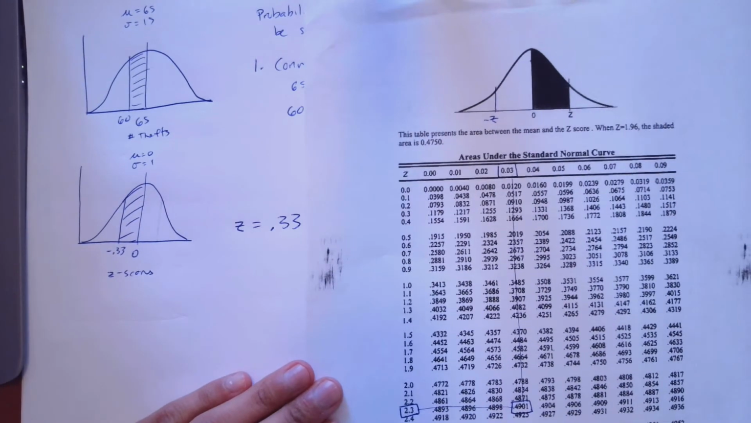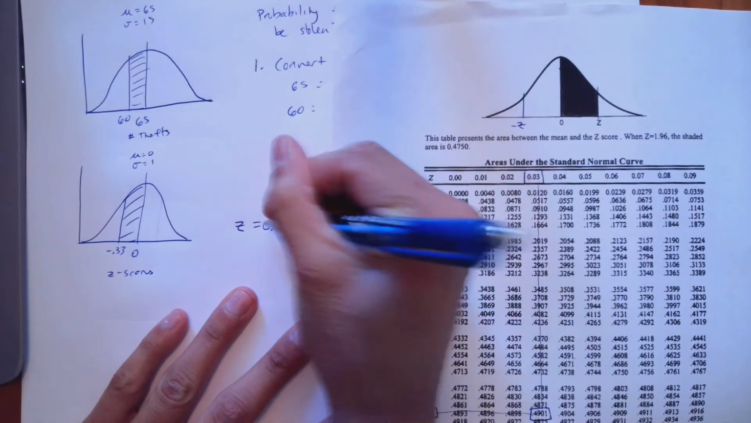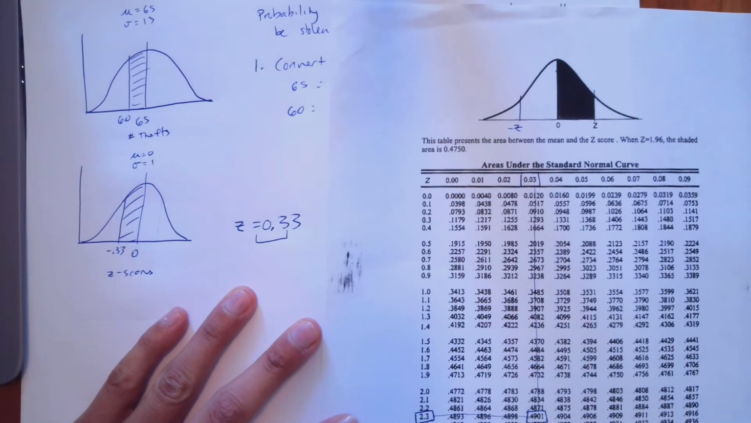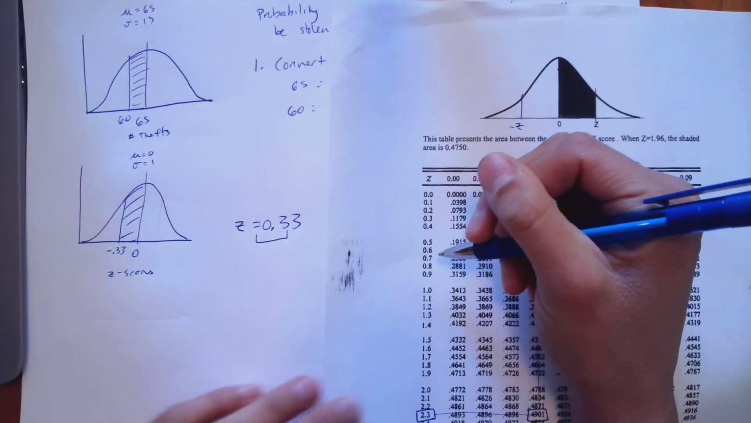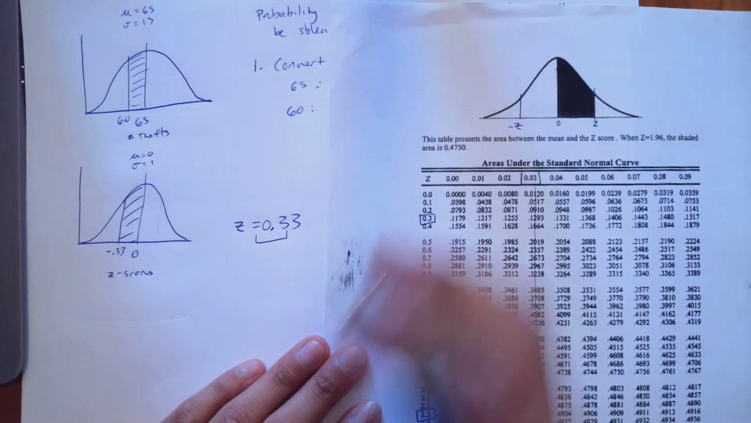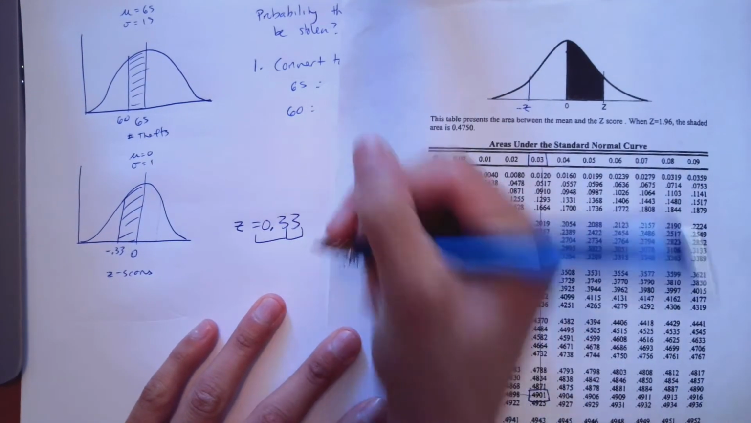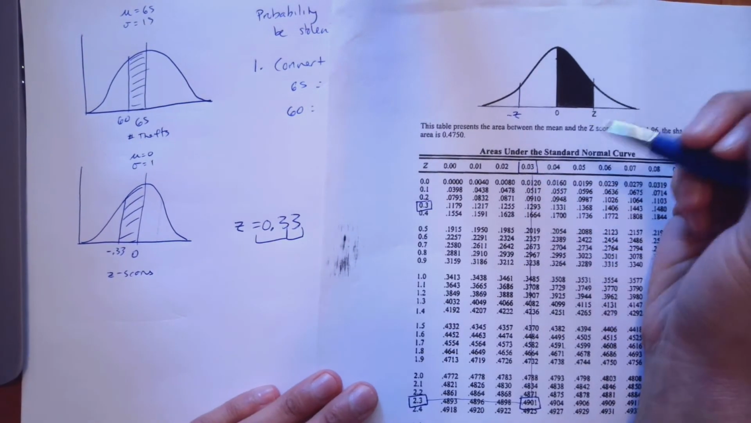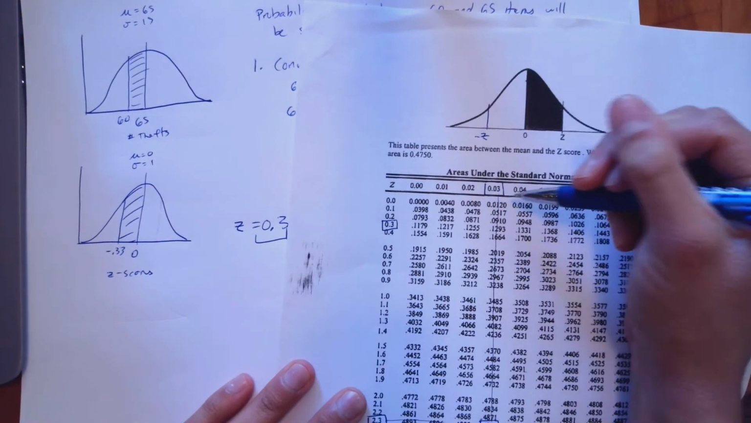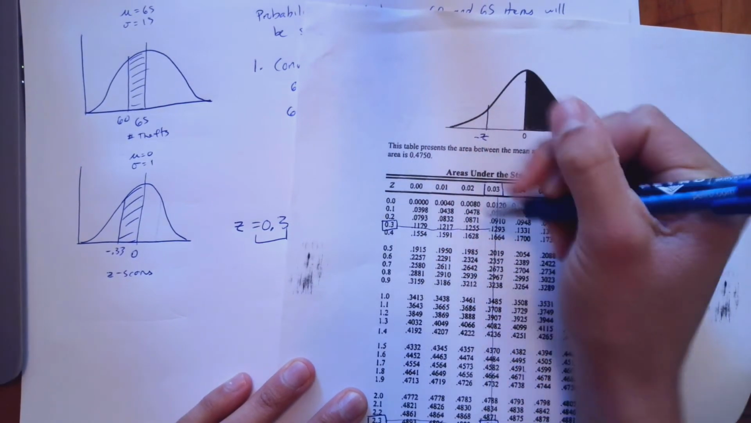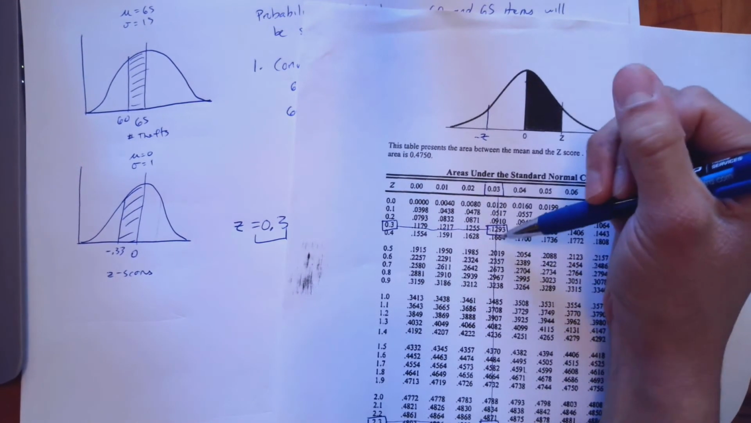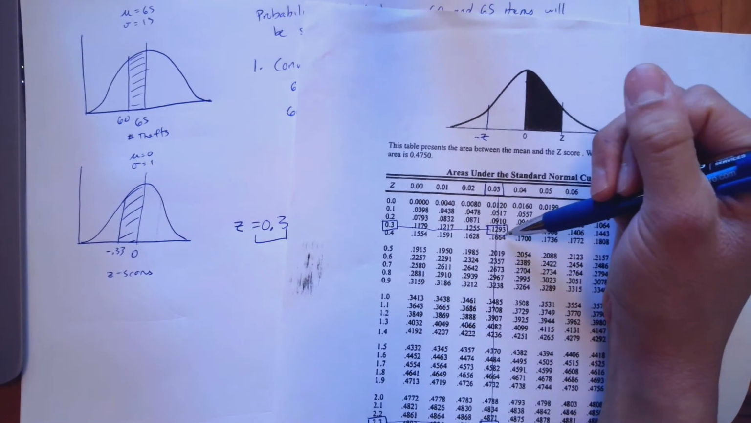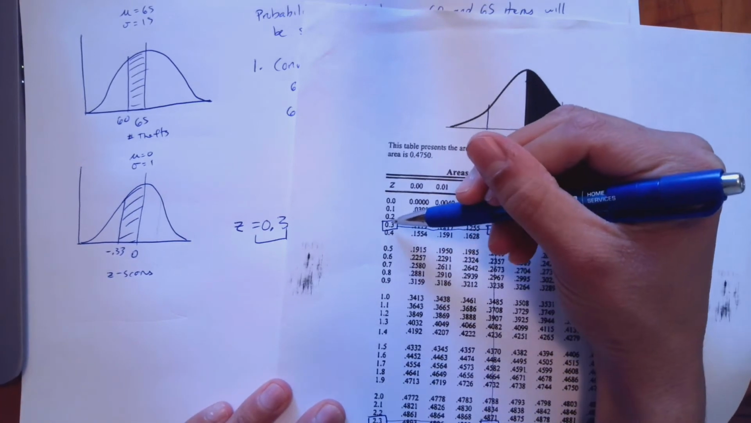So again, for how to use the z-table, we look at our first two digits here, which are 0.3, to find out how far we're going down in this column. Here we have 0.3. We'll look at our last digit, which is a 3, to find out how far over we're going. So we're back to 0.03 over here. And now we're just going to figure out where these things meet. So here we have an area of 0.1293 for a z-score of 0.33.